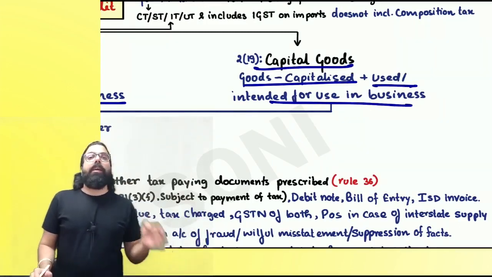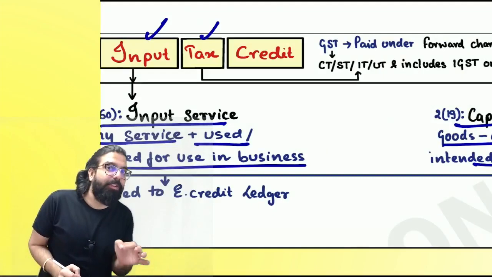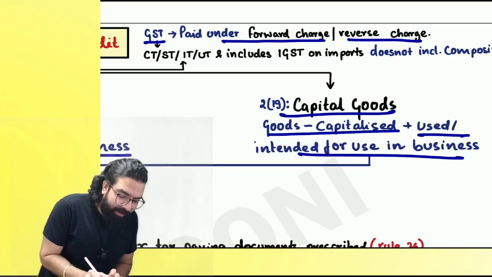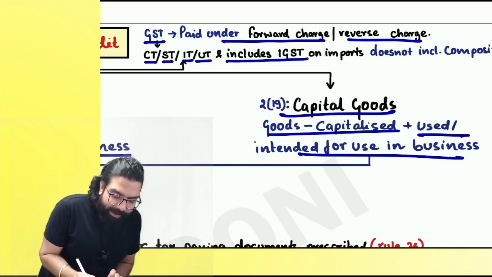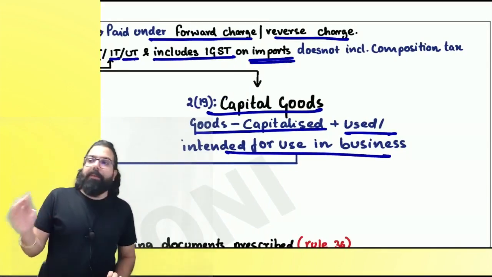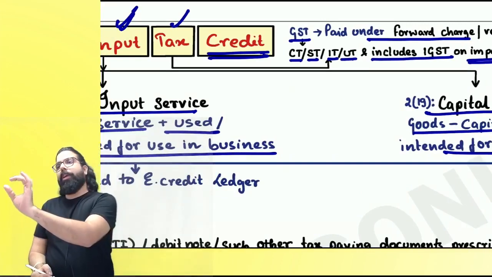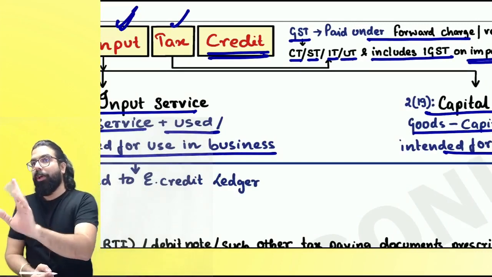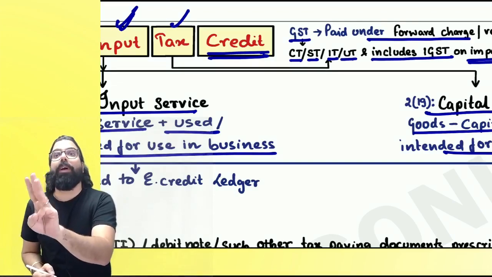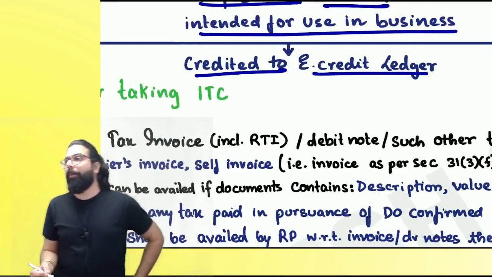And all these inputs, government is telling us, we will give credit of the GST which you have paid. Remember the GST paid under forward charge or reverse charge, that is the CGST, SGST, IGST, UTGST and IGST on imports which you pay under Customs Act, will be given to you in your e-credit ledger. Inputs means input service, capital goods. Actually, inputs means only goods. The tax means the GST paid under forward charge or reverse charge. And credit means what, everyone? It will be credited in your e-credit ledger. Are we all 100% clear till here?